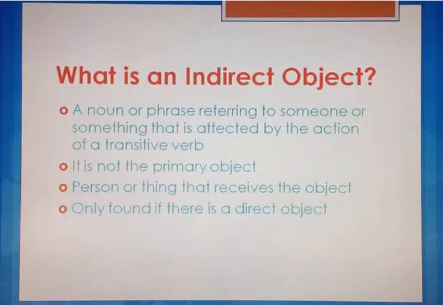Now for indirect objects. An indirect object is a noun phrase referring to someone or something that is affected by the action of a transitive verb, but is not the primary object. Indirect objects are not always found in sentences, so in order to find it, you first need to find the direct object in the sentence. The person or thing that receives the object is the indirect object. Let me give you an example.